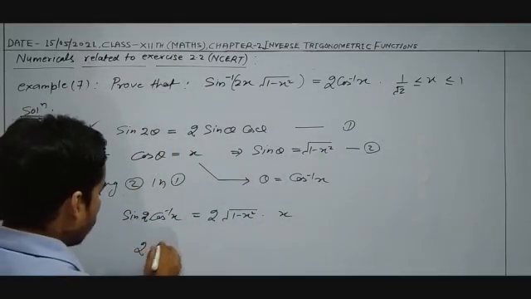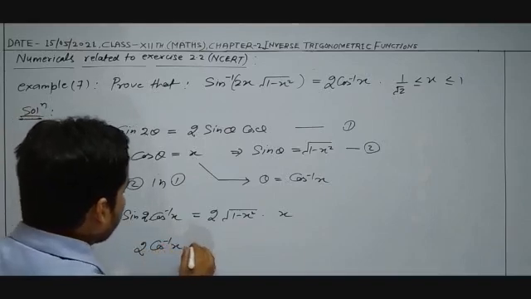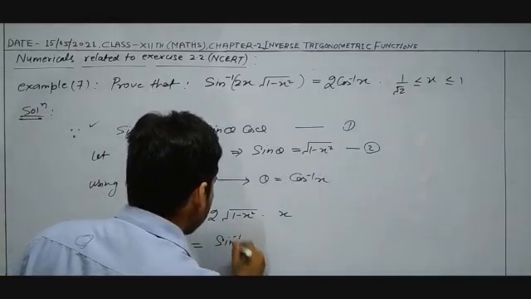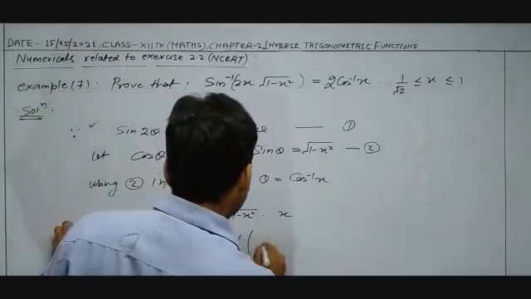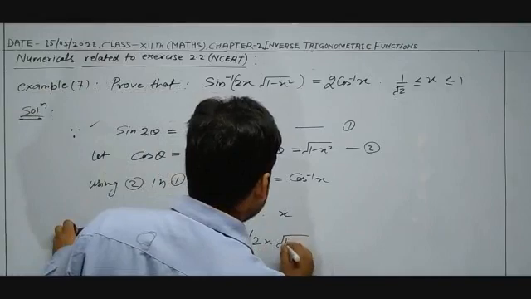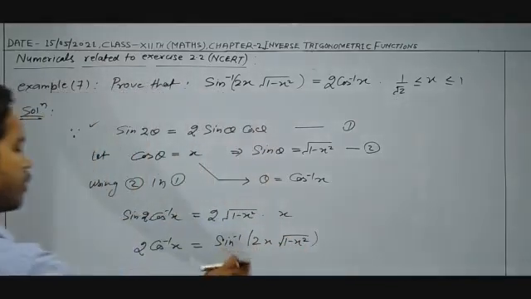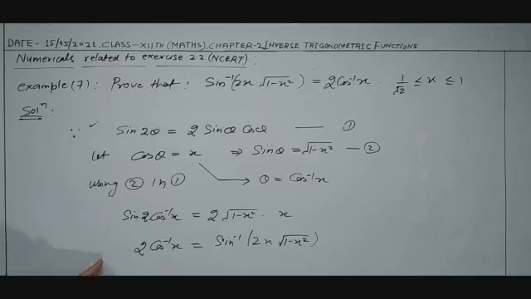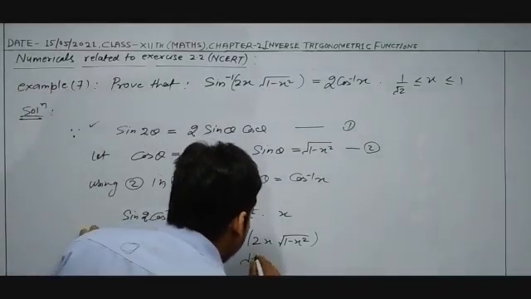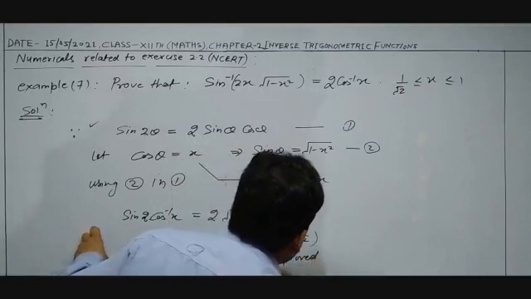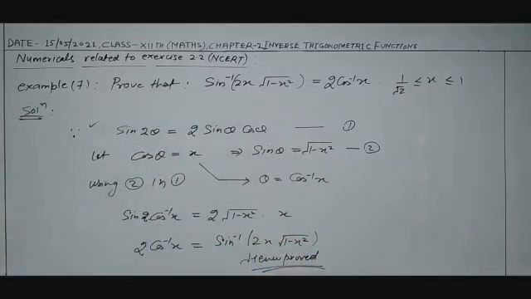So 2 times cos inverse x is equal to sin inverse 2x root over 1 minus x square. So this is the result. Hence proof. This is the proof of example 7.